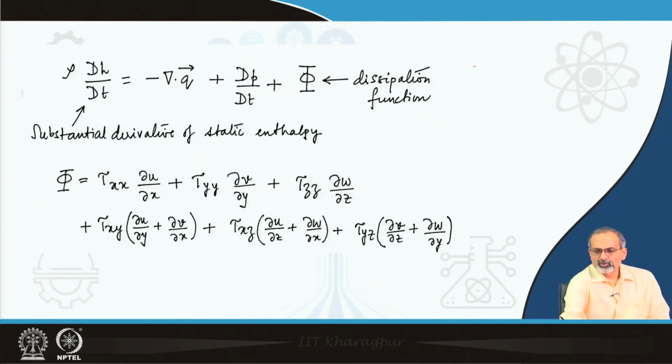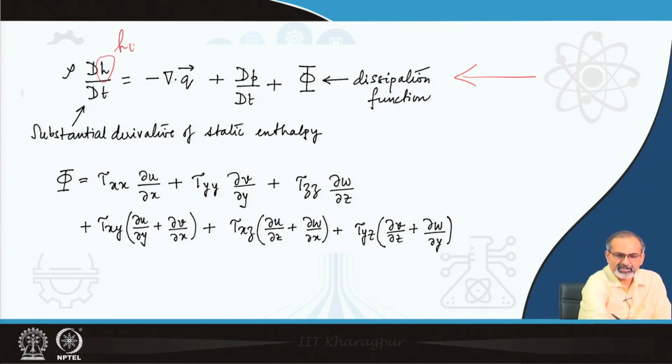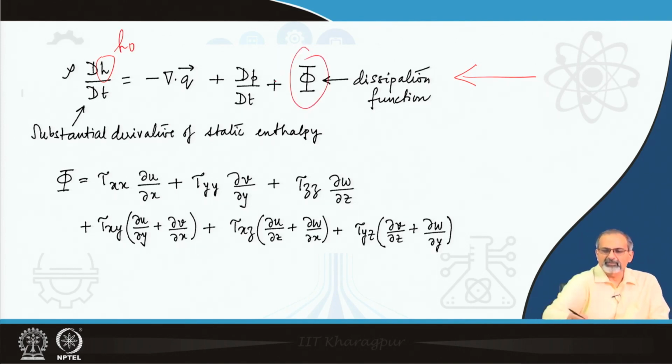If you were to go through those steps, you would be able to derive this form for the energy equation, where we have the substantial derivative of the static enthalpy. From stagnation enthalpy, we have now come to static enthalpy. You see a very important term here which is called the dissipation function, which comprises different velocity gradients and stress components.